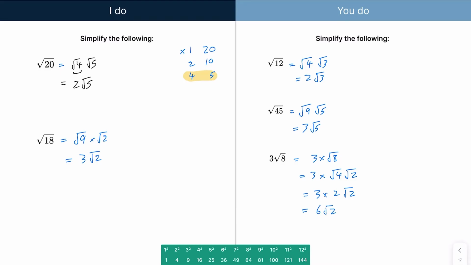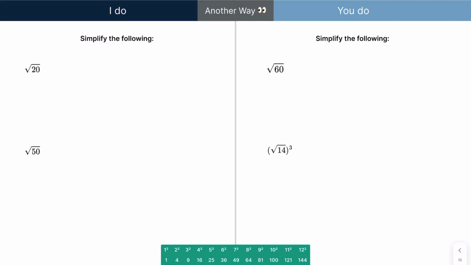And I've purposefully not gone through this last example with you because I also want to stretch you a little bit and get you thinking. So that's how you do that. Now, as you can see at the top here, there's another way. Some of you might have thought, well, actually last time we did root 4 times root 5, which gave us 2 root 5. But what if we did root 2 times root 10? Could we get to the same answer?